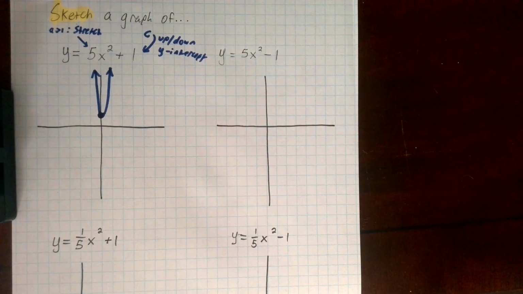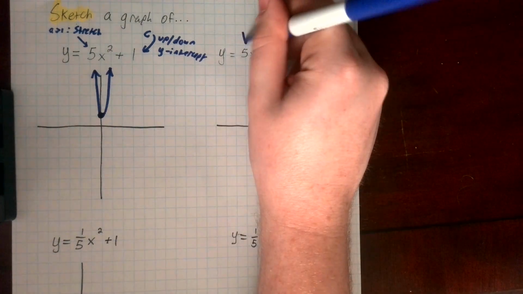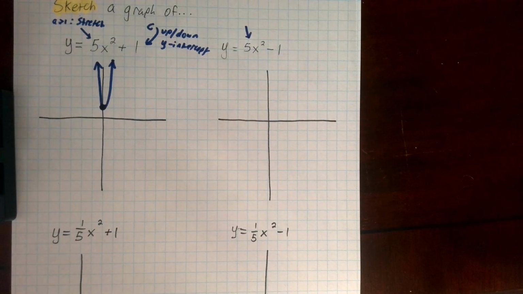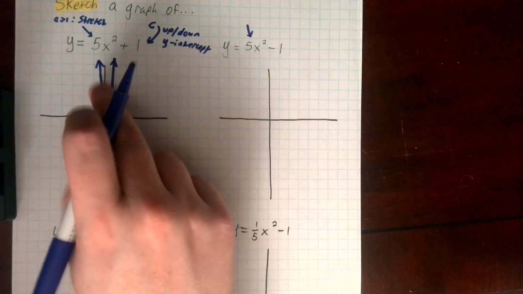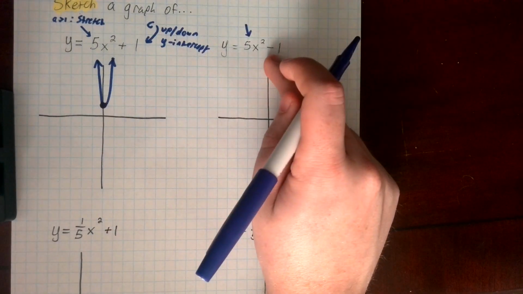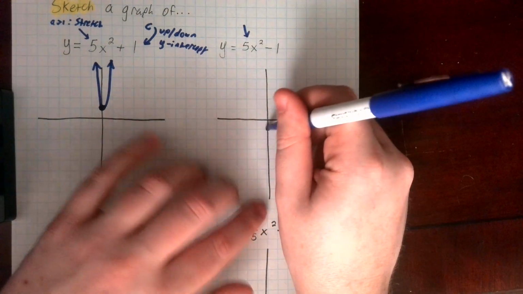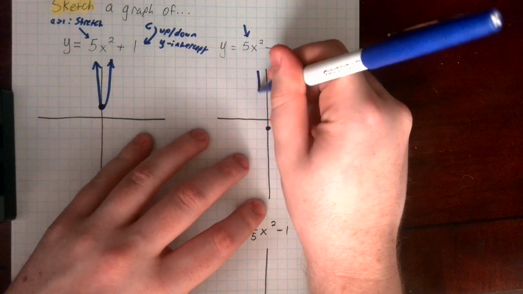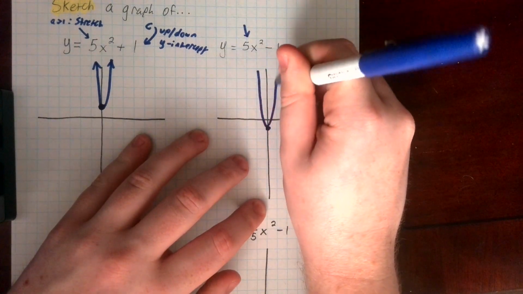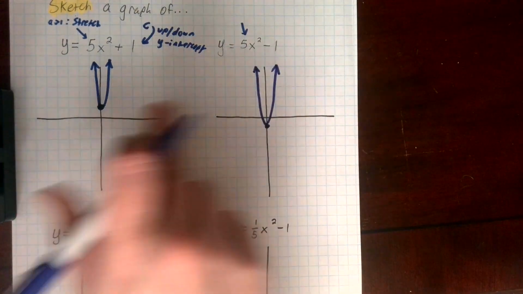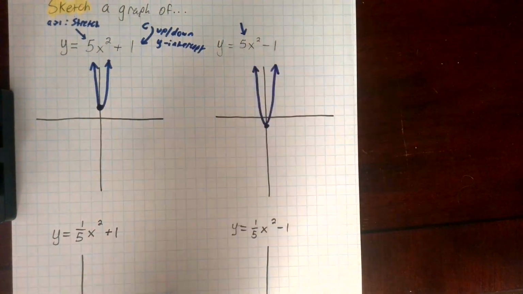And for the one right next to it, we see that that stretch is still in effect. It's still a stretch because the a value is bigger than 1. So it's going to be skinny, just like this one. But notice the c value. It's -1. So this graph is going to have a similar stretch, but it's going to be moved down 1. Very similar. One is moved up 1, one is moved down 1.